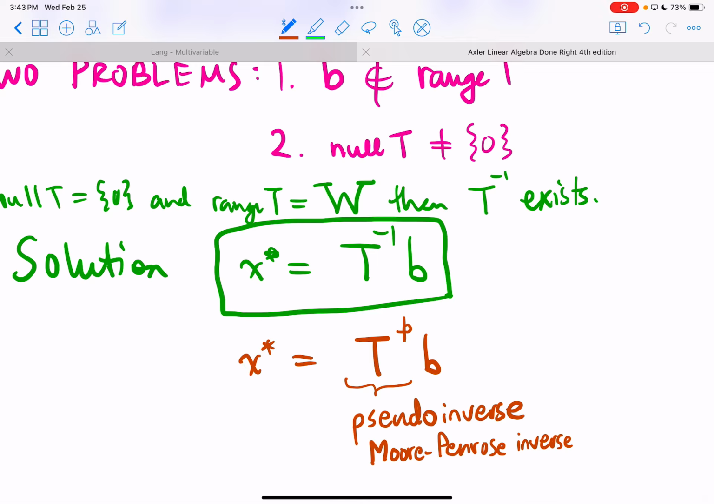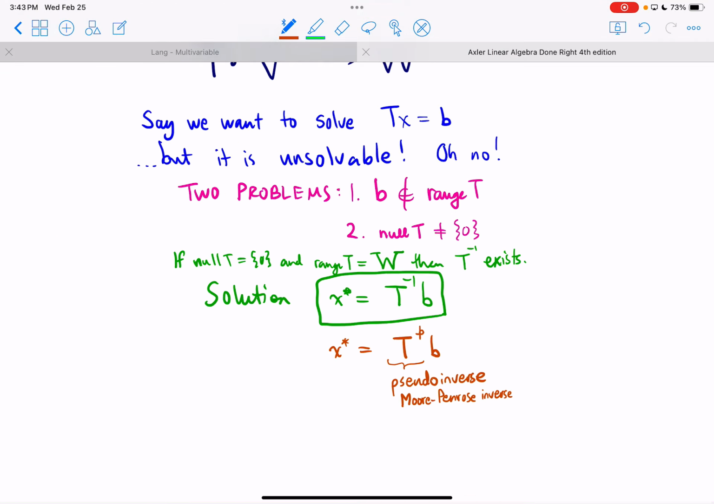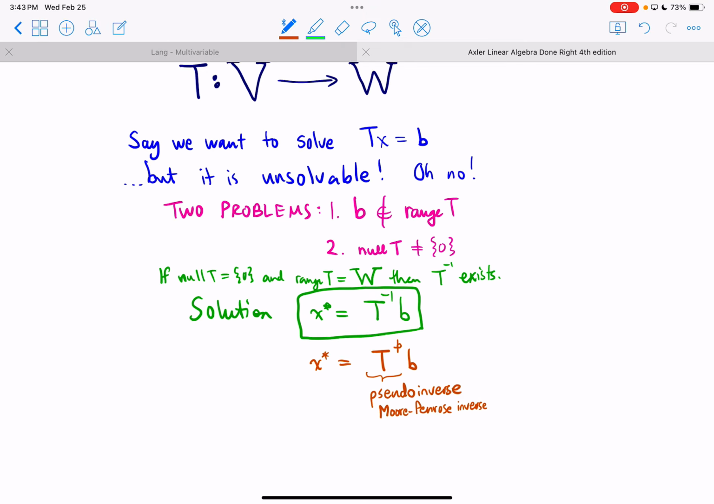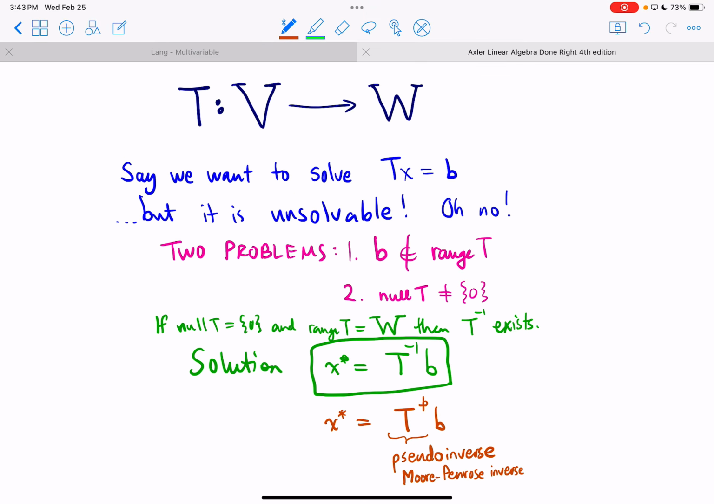Penrose is Roger Penrose, who won a Nobel Prize in Physics, one of the few mathematicians to win a Nobel Prize in Physics for stuff about black holes and cosmology and many other things. But you see, linear algebra is even useful in physics. Okay, so do we understand the setup and the problem so far?